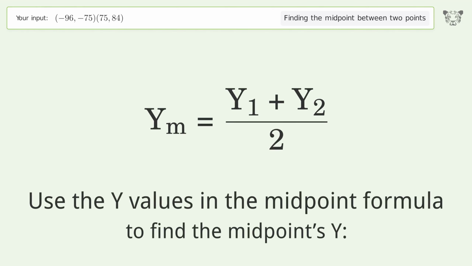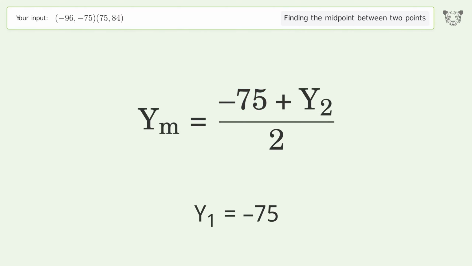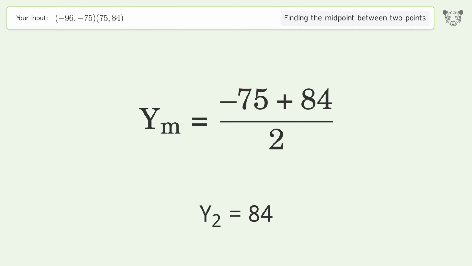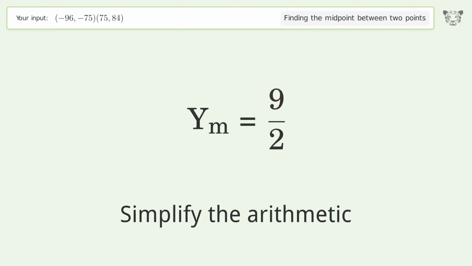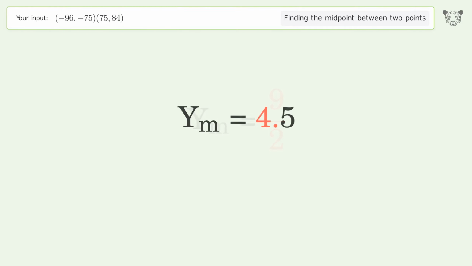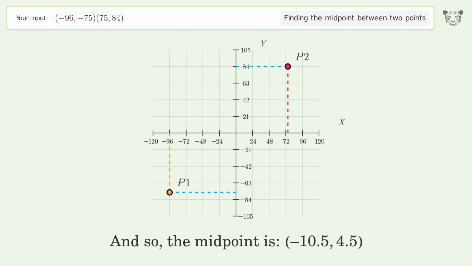Use the y values in the midpoint formula to find the midpoint's y. y1 equals negative 75. y2 equals 84. Simplify the arithmetic. And so, the midpoint is negative 10.5, 4.5.